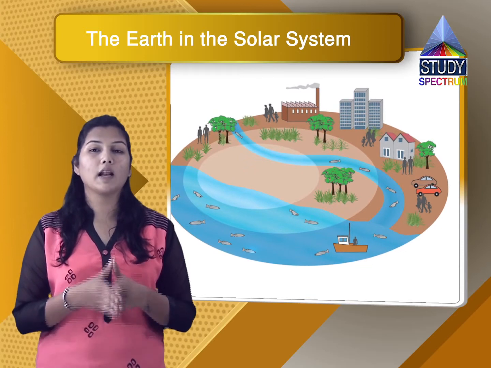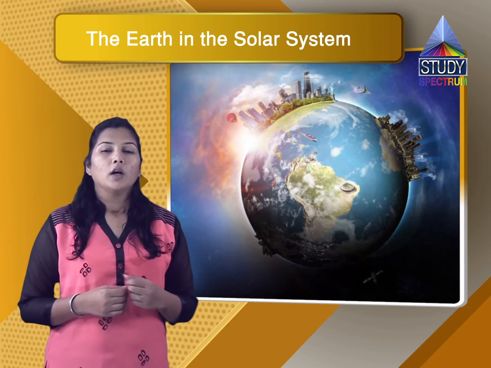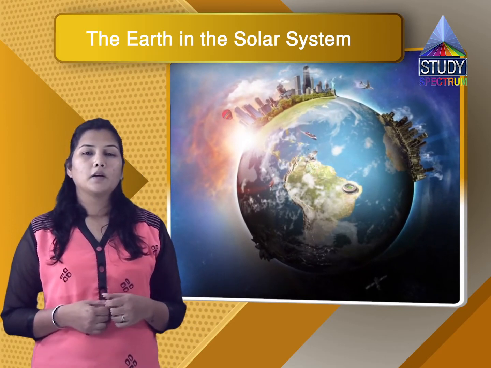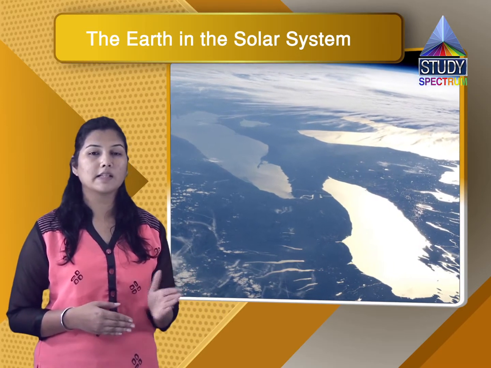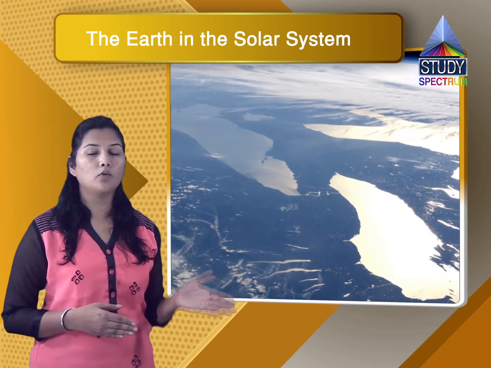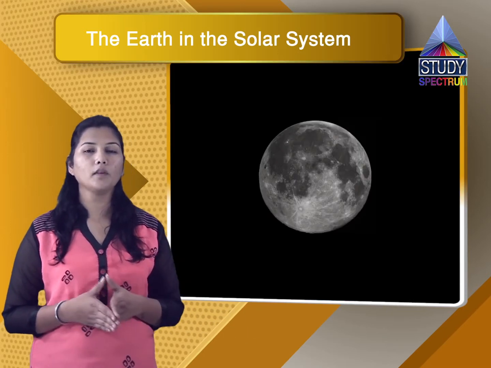It supports life. That is why Earth is known as a unique planet. Earth is also known as a blue planet because when we see Earth from outer space, 2/3 of the Earth's surface is covered by water, and blue actually stands for water. That is why it is known as the blue planet.